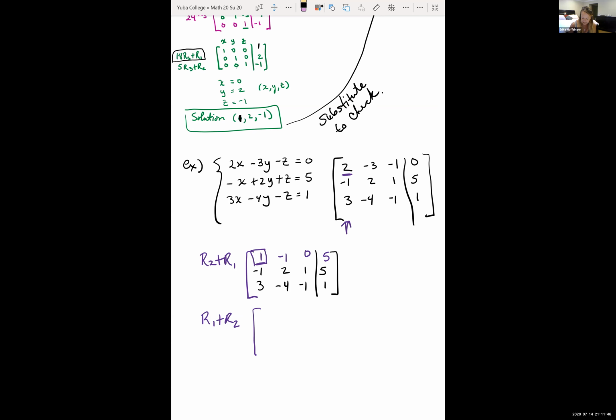So row 1's the same. But now row 2 is 1 minus 1 is 0. Negative 1 plus 2 is 1. 0 plus 1 is 1. And 5 plus 5 is 10.